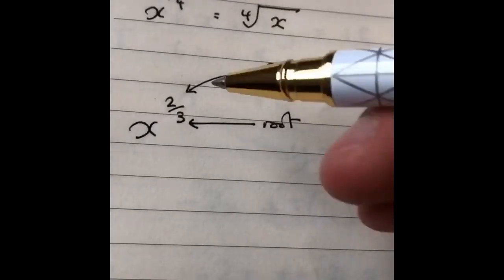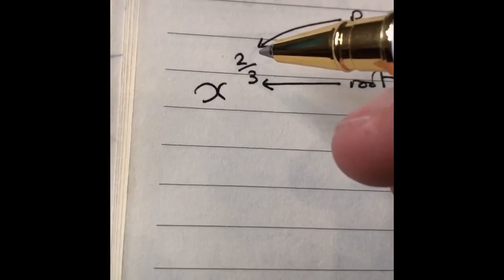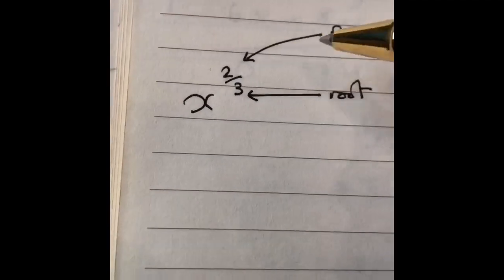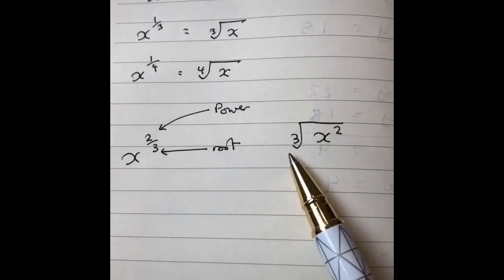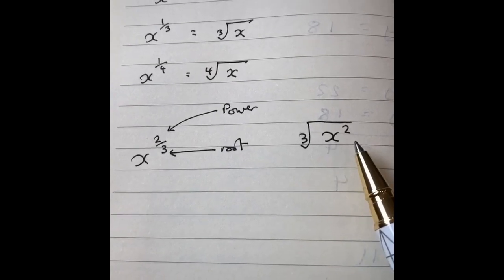Now, let's think of a flower. What's below the surface? The roots. And what's above the surface? The flower. Flower rhymes with power. So above is the power, and below is the root. That gives us the cube root of x squared.